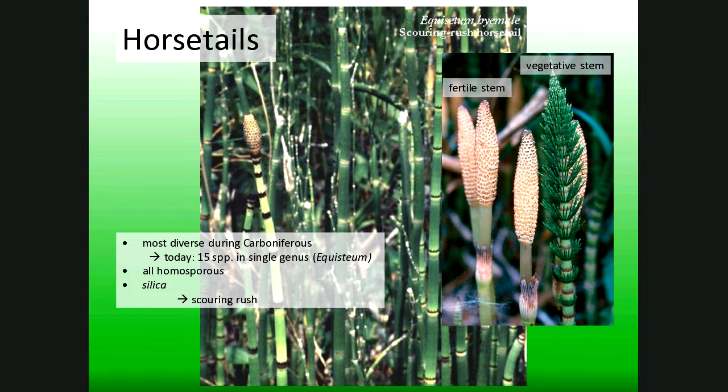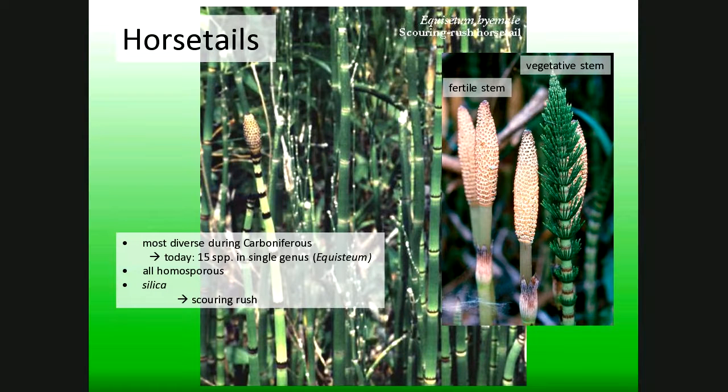Horsetails are another member of this monilophyte group. Horsetails are called that, I think, because they feel like the stiffness of a horse's tail, you know, underneath all the hair. They have a real cool scientific name, Equisetum. You remember the genus of horses was Equus. I don't know if you remember that, but that is the genus for horses. This is called a scouring rush or scouring horsetails.